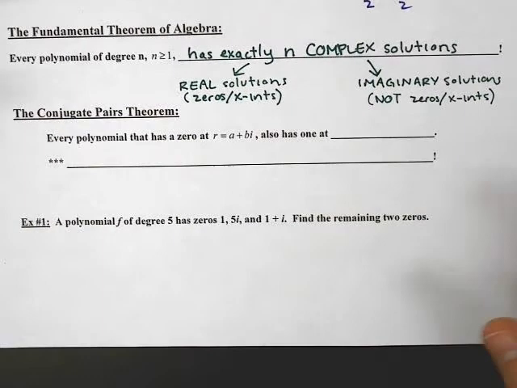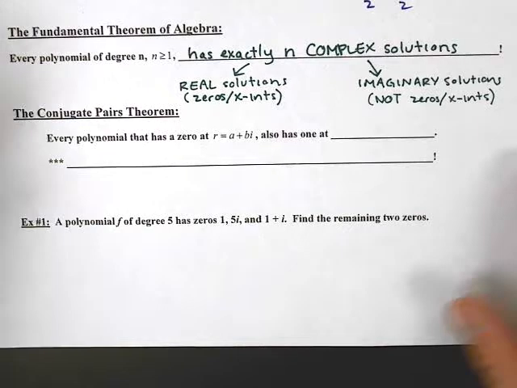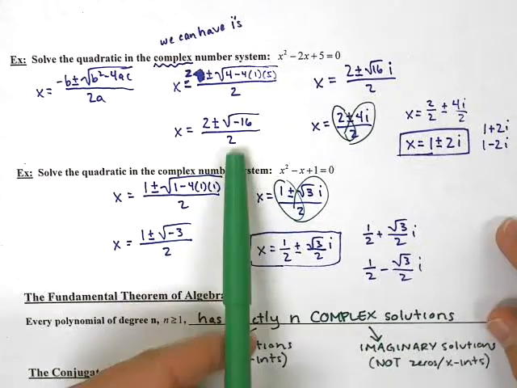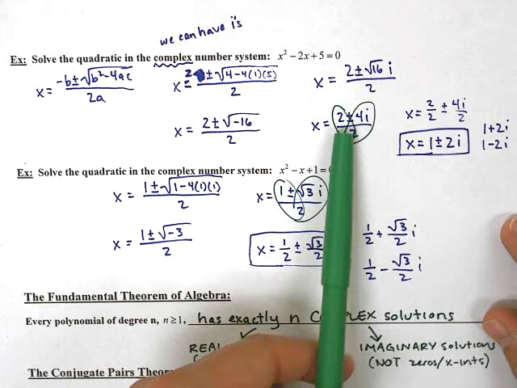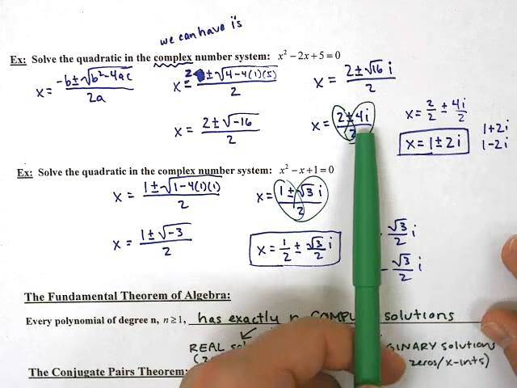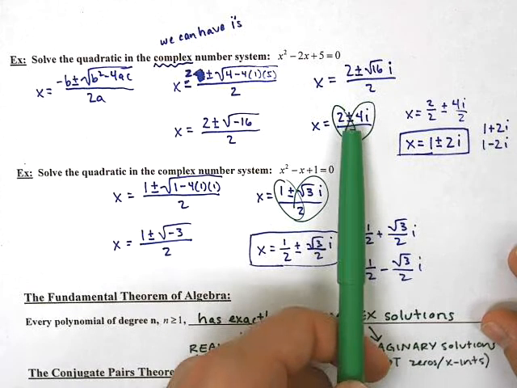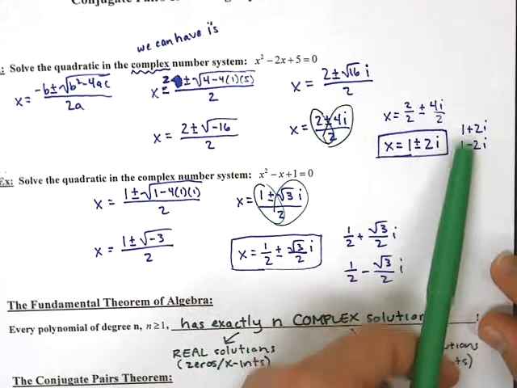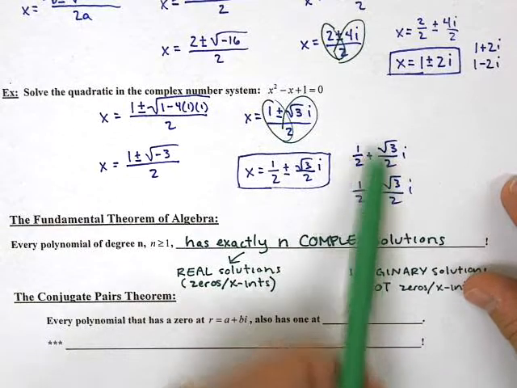The conjugate pairs theorem. This is pretty nice, and hopefully we can see it from our two examples above. What happened here? When I had 4i in this case, it was always plus or minus, right? So I always ended up getting two solutions. Or here I had plus or minus again, so I had two solutions.